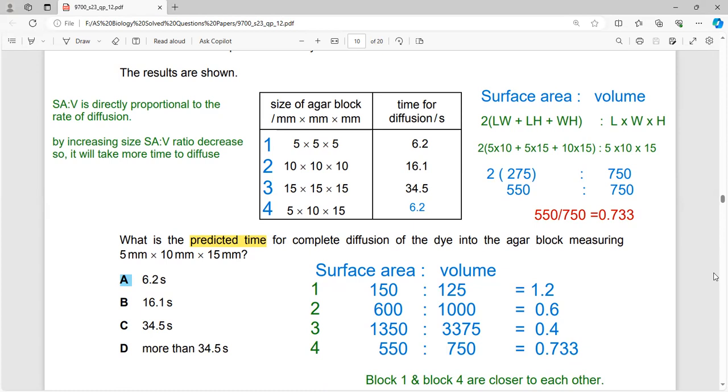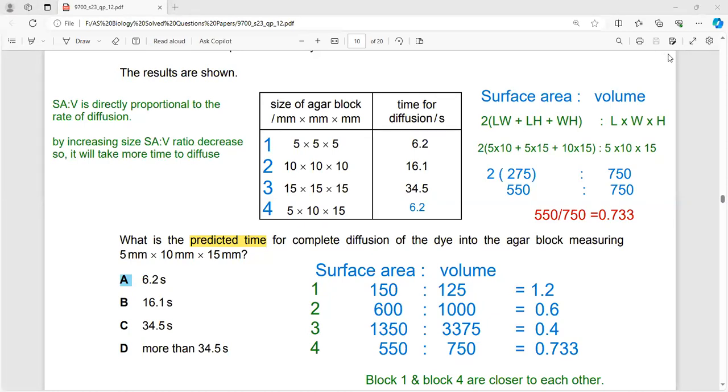So the first agar block is smaller, and then block number 2, I give the numbers for your understanding, the size is greater. Number 3 is further greater in size. And number 4 is a variable size. So what is the predicted time to complete the diffusion of the dye in an agar block measuring the last, number 4 block? For example, you can see the number 4 block is 5 by 10 by 15. So what is the predicted rate for this?